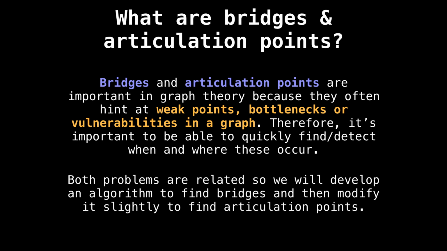As we start to think more about bridges and articulation points, we realize how important they are in graph theory. In real-world situations, bridges and articulation points often hint at bottlenecks or vulnerabilities or weak points in a graph. Therefore, it's important to be able to quickly find and detect where these occur. We'll begin by investigating how to find bridges and then slightly modify that algorithm to also find articulation points.